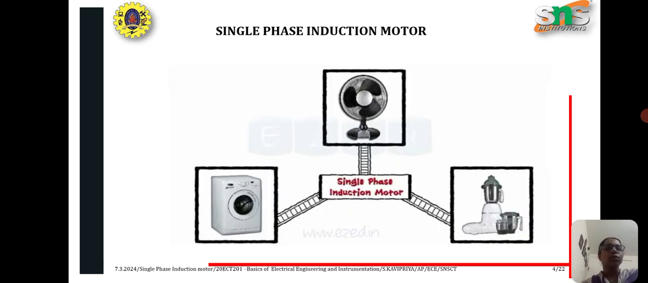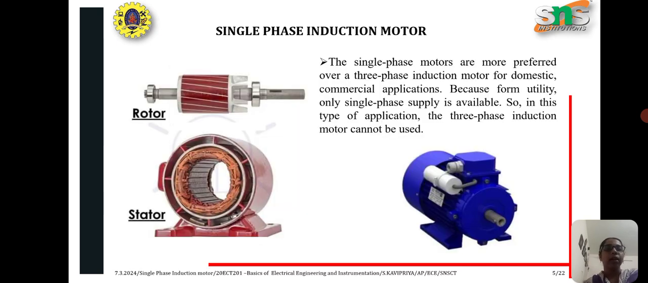So it is used in washing machines, mixer grinders and even in fans. The single phase induction motor is, as I told you, more preferred over the three phase because of the high utility factor.